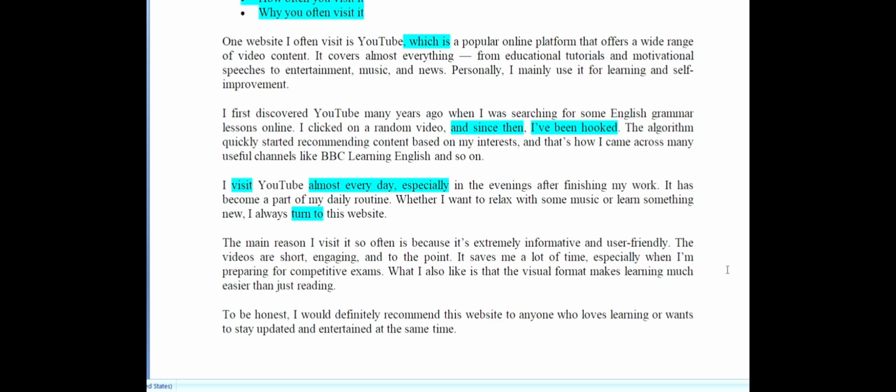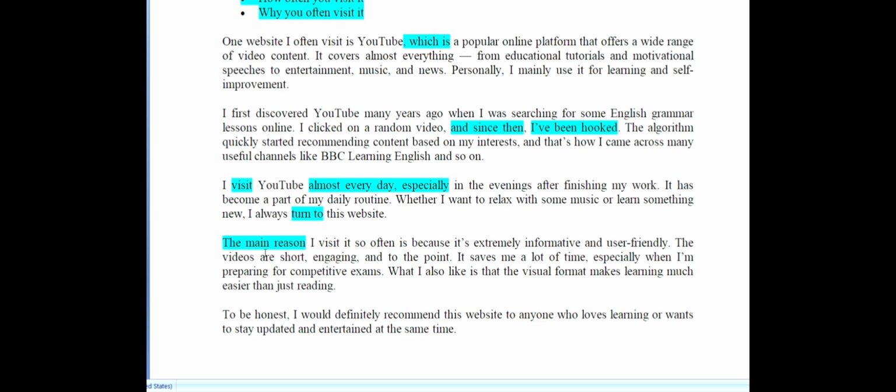The following question, why do you often use it? That being the last bullet point. How or why you often use it? What are the reasons? So the phrase, the main reason, very good. It is not only the answer which your examiner is listening to, but all the phrases and expressions and the words. Okay. The main reason I visit it so often is because it's extremely informative and user friendly. The videos are short, engaging, and to the point. It saves me a lot of time, especially when I am preparing for competitive exams.